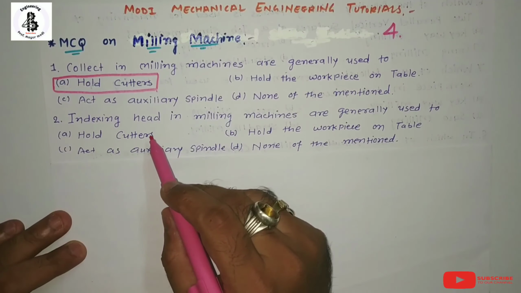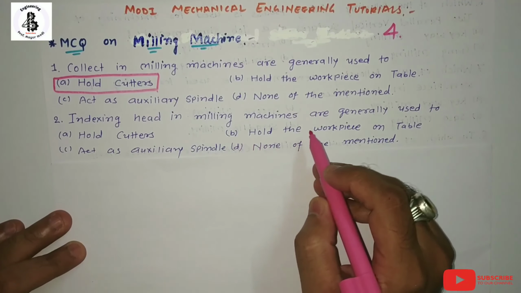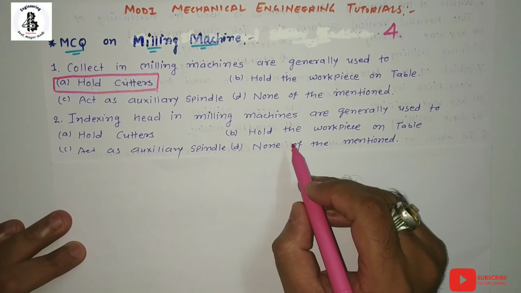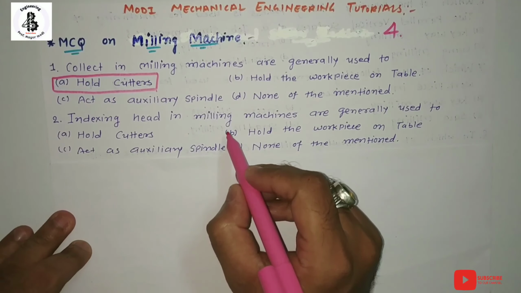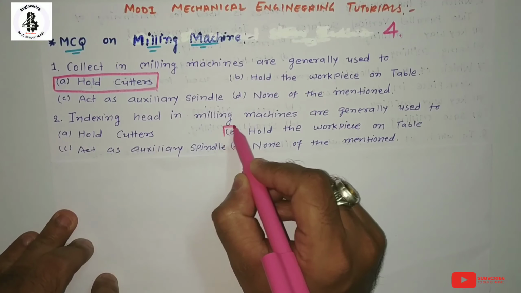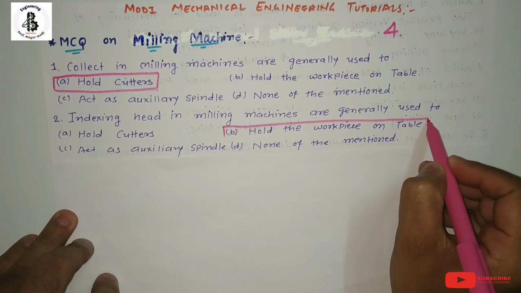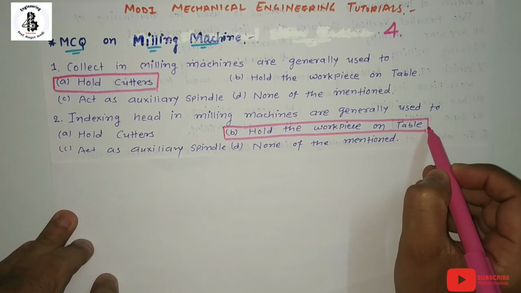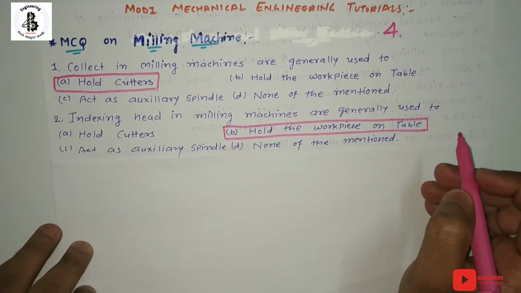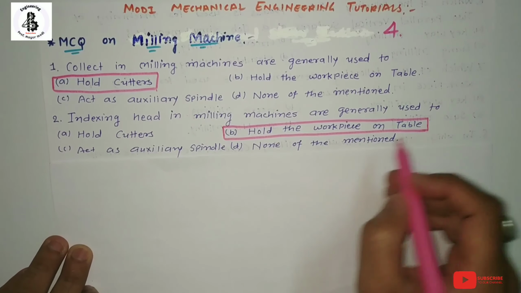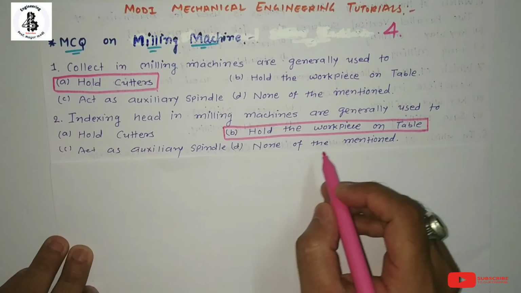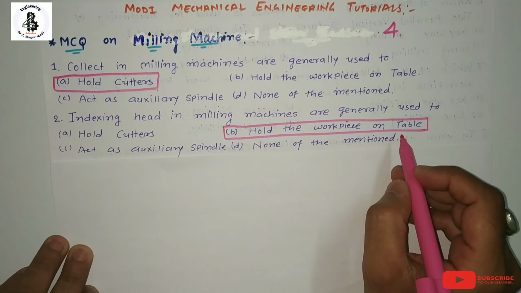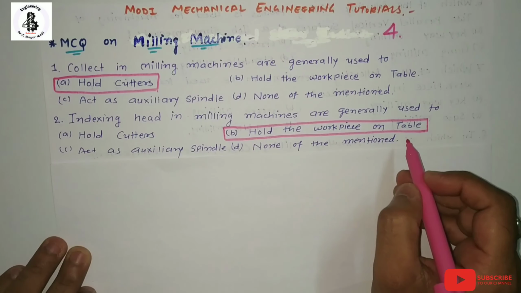So in the case of the indexing head in milling machines, it is used to hold the workpiece on the table. By the application of the indexing head, you can manufacture a gear, because it is used for dividing the periphery into an equal number of parts. The indexing head is mounted on the table and also holds the workpiece material.